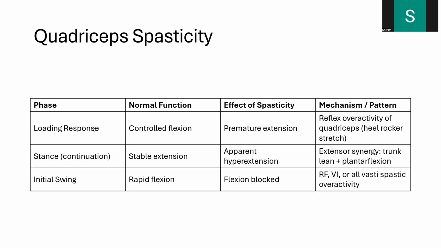A combination of forward trunk lean and ankle plantar flexion can give a false impression of hyperextension even when true recurvatum isn't present. So these compensatory mechanisms cause the knee to appear hyperextended, even though there is no true recurvatum present.